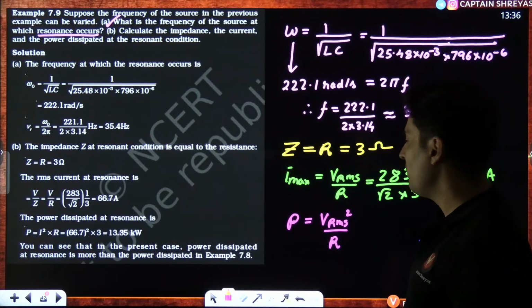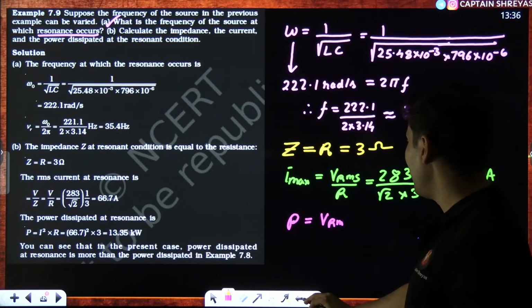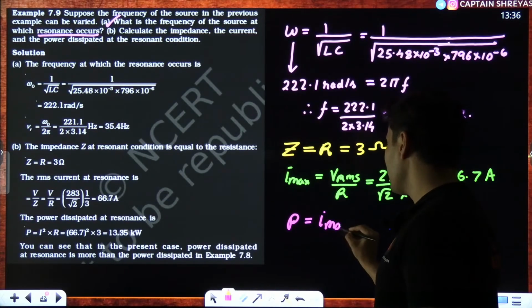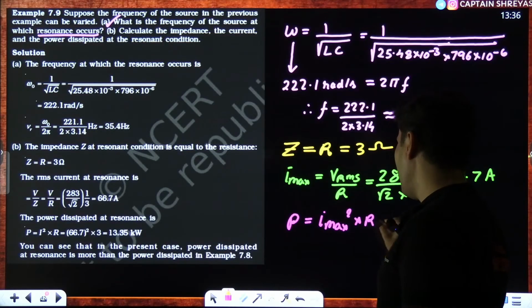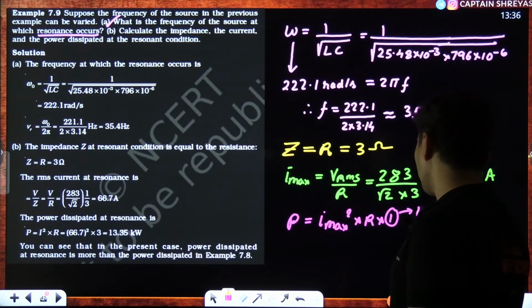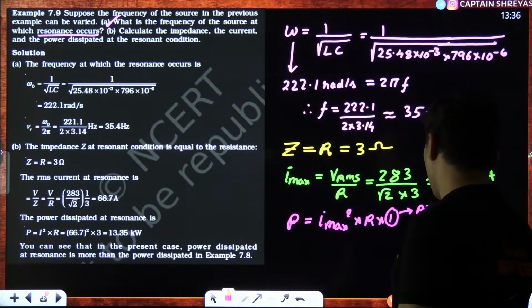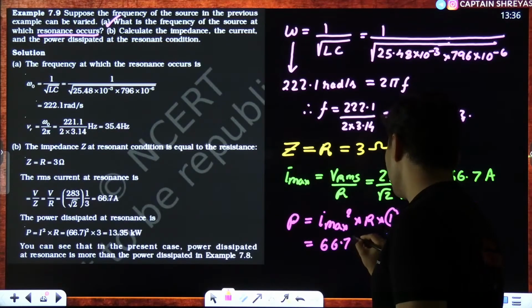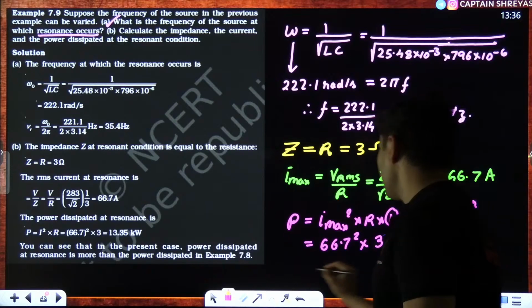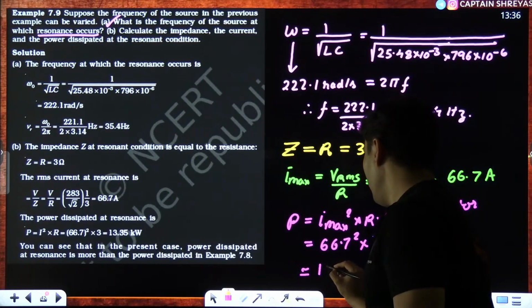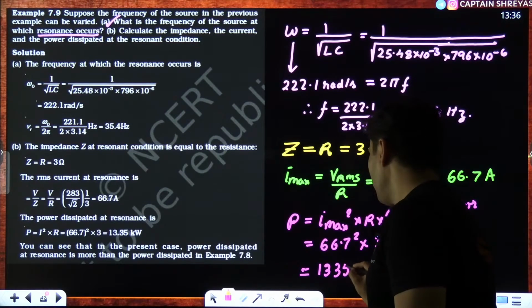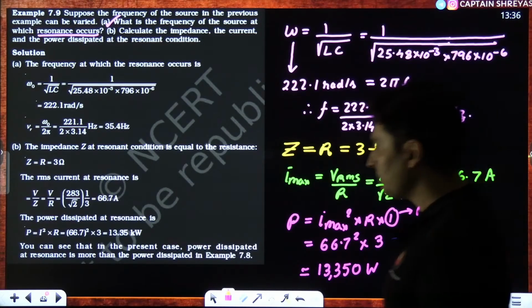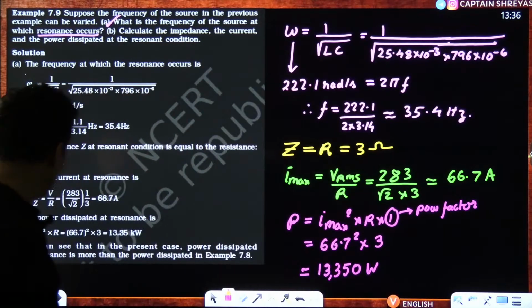Vrms square divided by R, or you can also use I squared R, that is also okay. So this will be I max square multiplied by R. Power factor will be 1. The power factor obviously is going to be 1. So it will be 66.7 square multiplied by the resistance, which comes out as 13,350 watts.